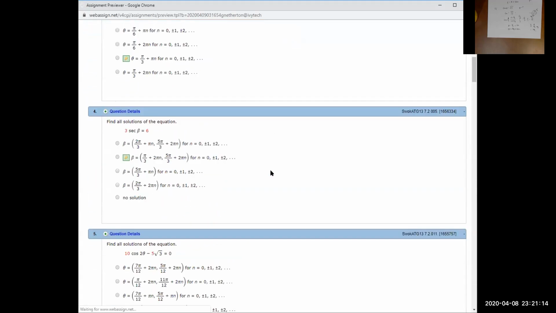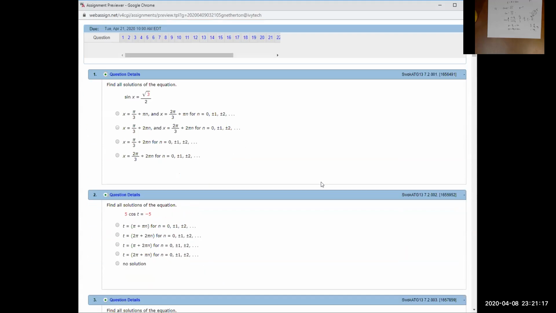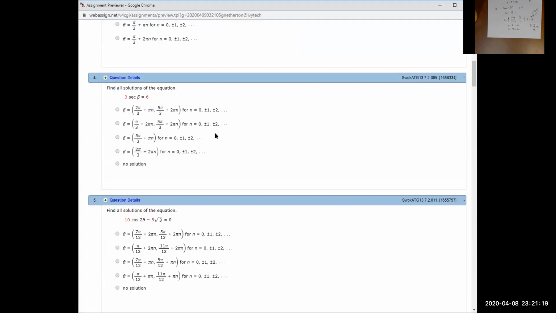All right, so number 4. Another solving a trig equation. 3 secant of beta equals 6. Let me write it down. Number 4. 3 secant of beta equals 6. Let me try to work it out. So there's problem number 4.